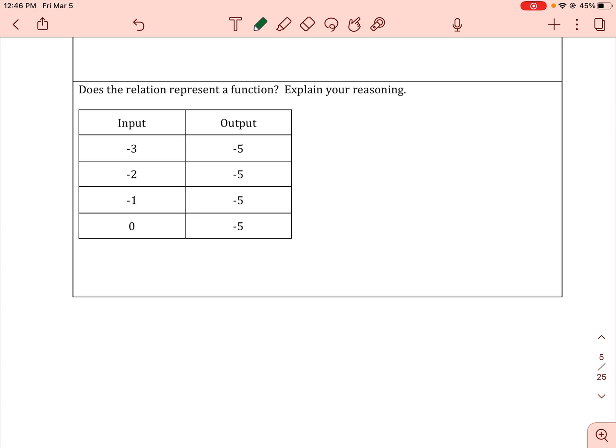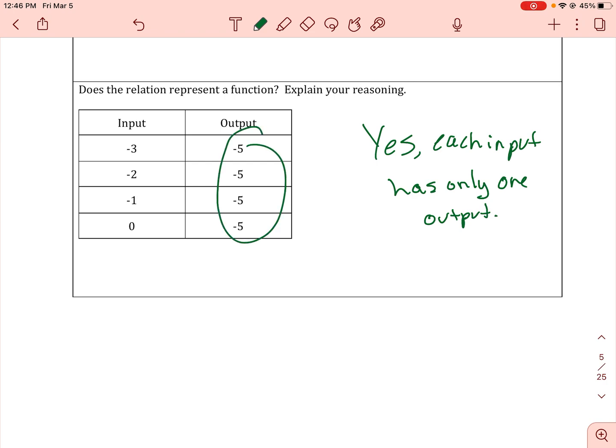Does this represent a function? Yes. Each input has only one output. Now they're all the same, they're all -5, but that's okay. These can repeat, these over here cannot repeat.